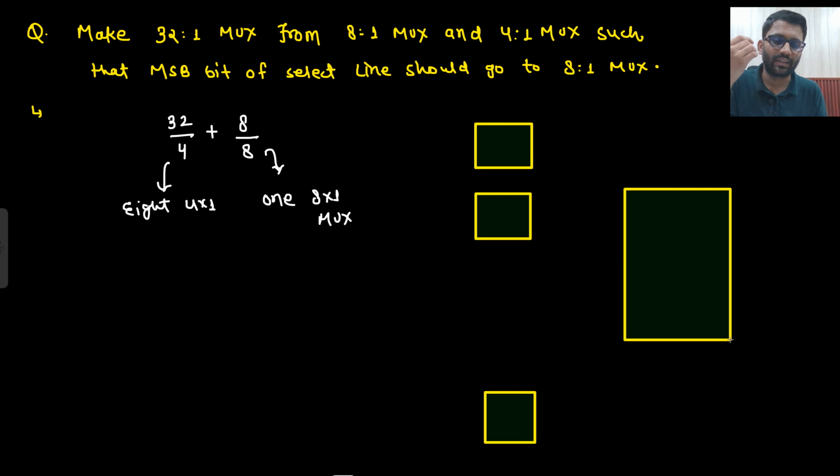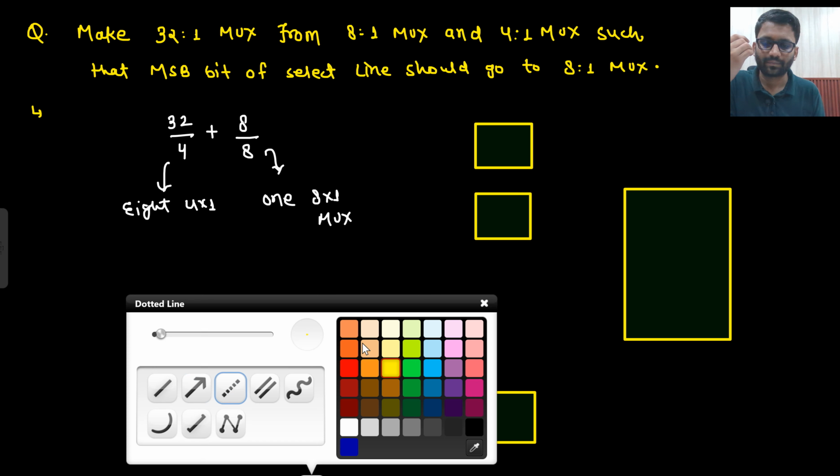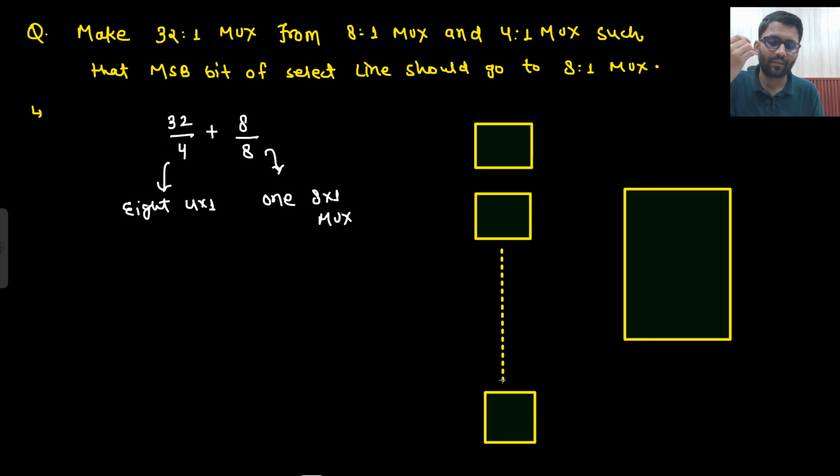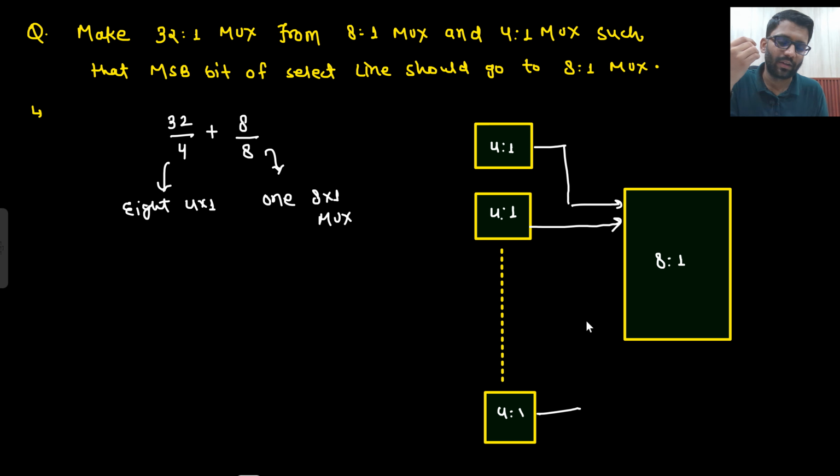And then 8 input lines are there. So this is 4 cross 1 only. So total 8 are there. And this is your 8:1. So only 1 is there. Now all will be fed to the input here. So 8 input lines will be there. Right? This will be I0, I1, and finally it will be I7.